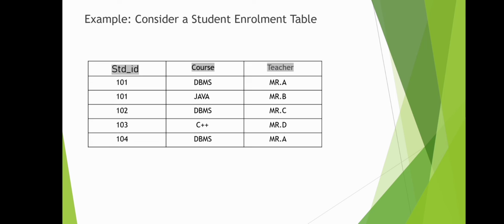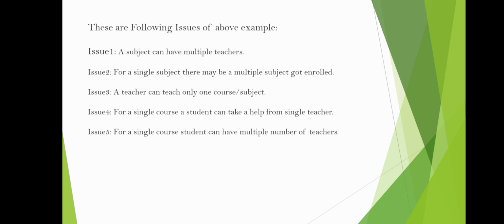With this relation we have some key issues. The first one: a subject can have multiple teachers. Issue number 2: for a single subject there may be multiple students enrolled. We can take DBMS. See ID numbers 101, 102 and 104: three students are registered for the DBMS subject.